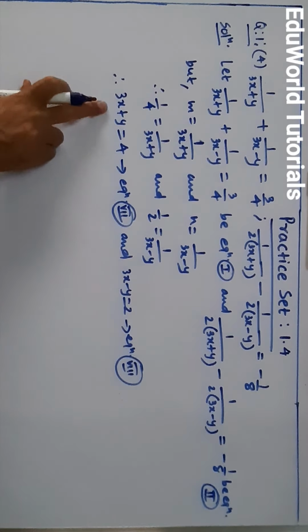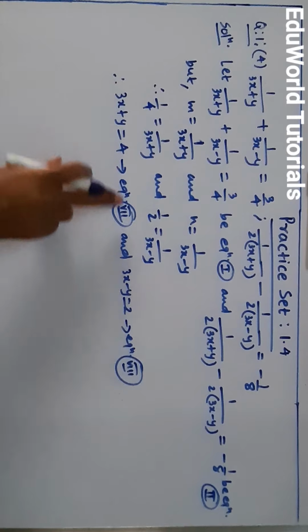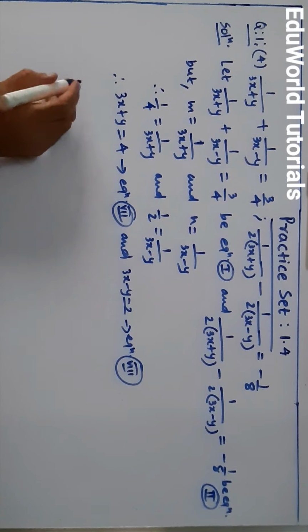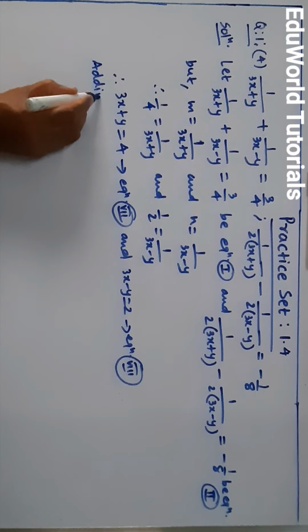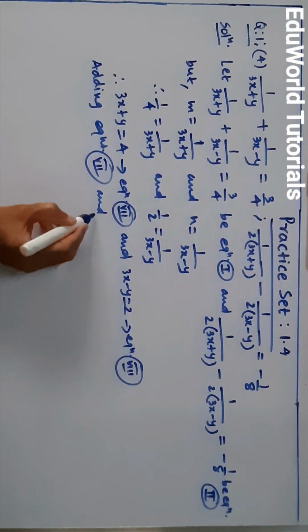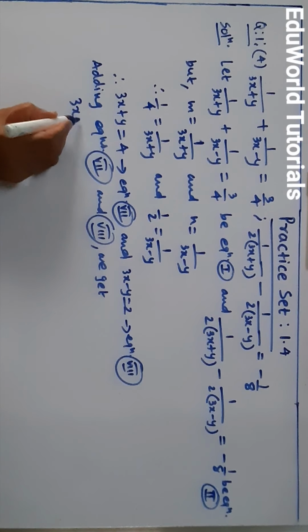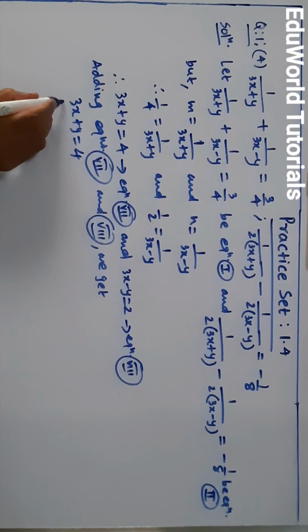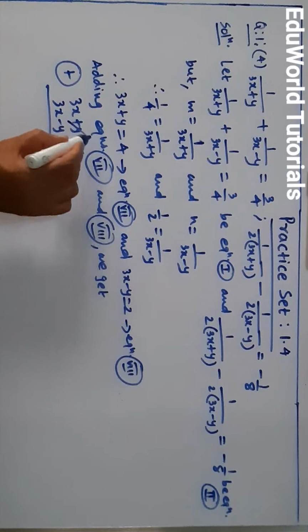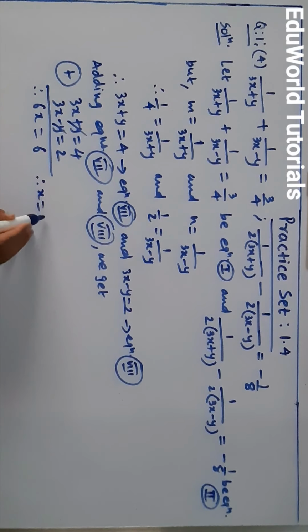Remember these equations, 3x plus y equal to 4 and 3x minus y equal to 2, and observe them carefully. Y positive and y negative will be cancelled on adding these equations. So adding equations 7 and 8, when we add them, 3x plus y equal to 4 and 3x minus y equal to 2. Opposite terms plus y and minus y get cancelled. 3x plus 3x is 6x and 4 plus 2 is 6. That will give me x is equal to 1.